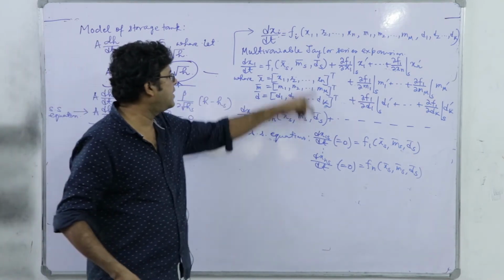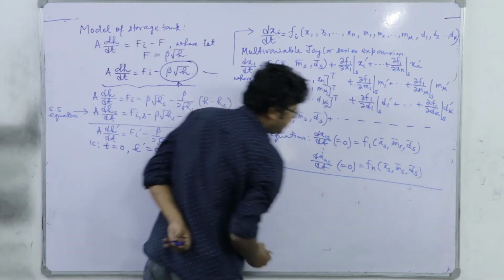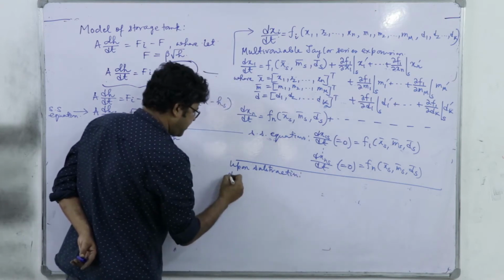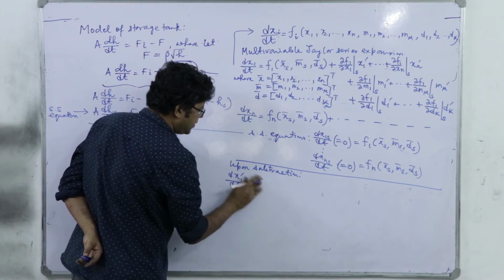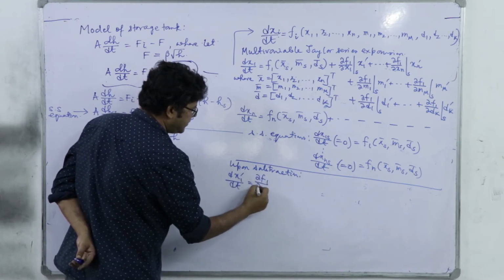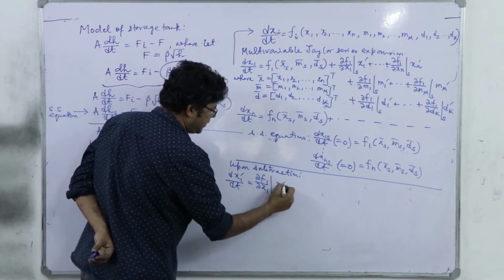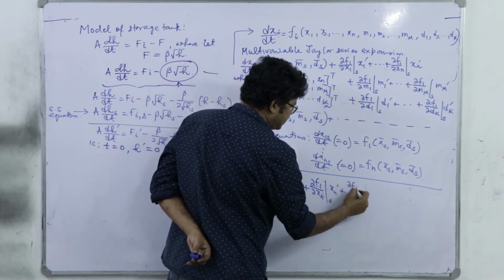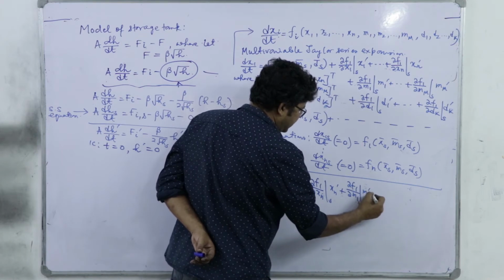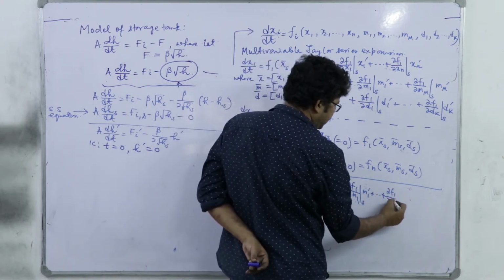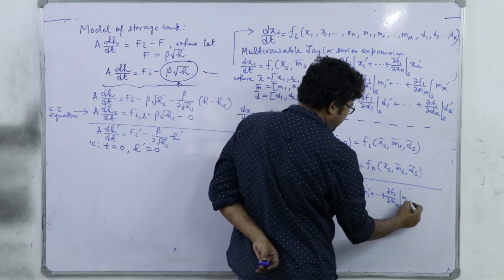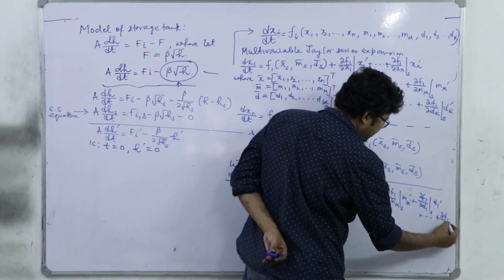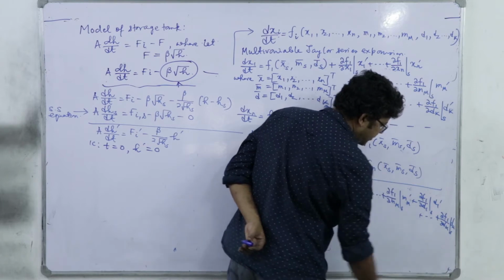So, if I subtract the steady state equation from this original equation, upon subtraction dx1 prime dt is del f1 del x1 times x1 prime, plus del f1 del xn times xn prime, plus del f1 del m1 times m1 prime, plus del f1 del mm times mm prime, plus del f1 del d1 times d1 prime, plus del f1 del dk times dk prime.